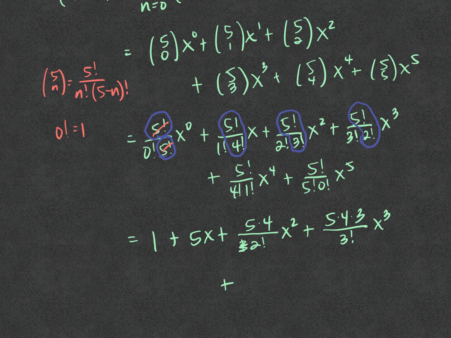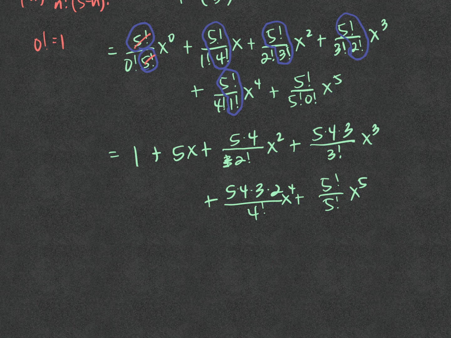And the next one, we have 5 factorial canceling 1 factorial. So that means we keep 5 times 4 times 3 times 2 on the top, and it's over 4 factorial. And then we have 5 factorial over 5 factorial. So that's 5 times 4 times 3 times 2 times 1. Oh, I forgot my x to the 4th. Let me back that up. x to the 4th, and this one is x to the 5th. Yeah, be careful of all the little pieces.